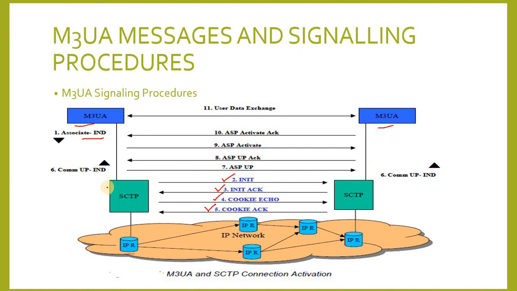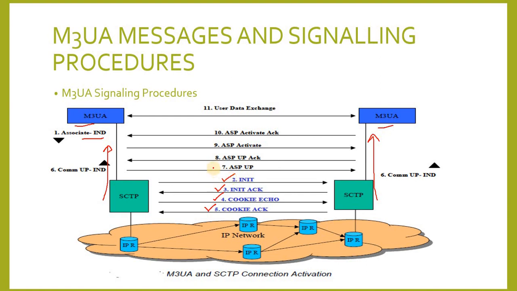Once their SCTP entities have established their associations, then SCTP at both ends send the communication up primitive to the M3UA layers. This indicates that the M3UA layers can communicate peer-to-peer now. The communication up primitive is used by the SCTP protocol to indicate that it is ready to send or receive information between two SCTP endpoints.